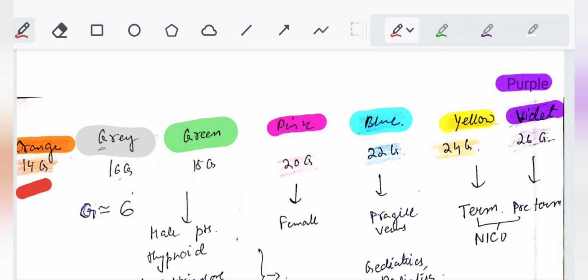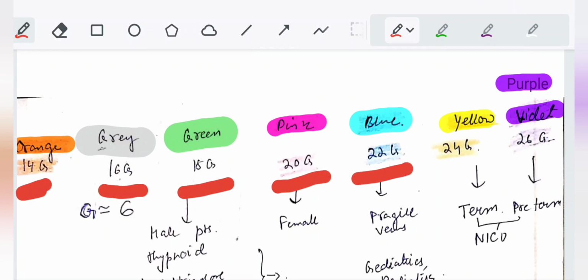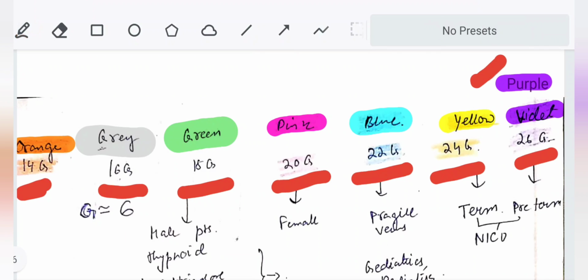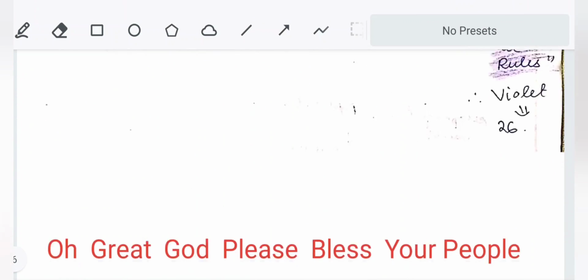So orange is 14 gauge, gray is 16 gauge, green is 18 gauge, pink is 20 gauge, blue is 22 gauge, yellow is 24 gauge, and purple or violet is 26 gauge. So these are the sizes and the respective color codings. Now we will see the mnemonic for this.